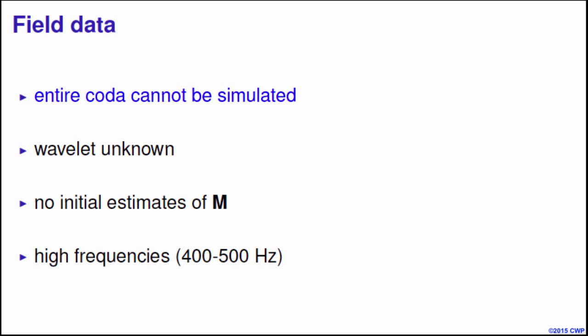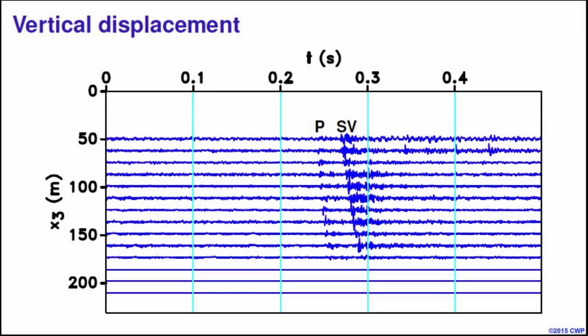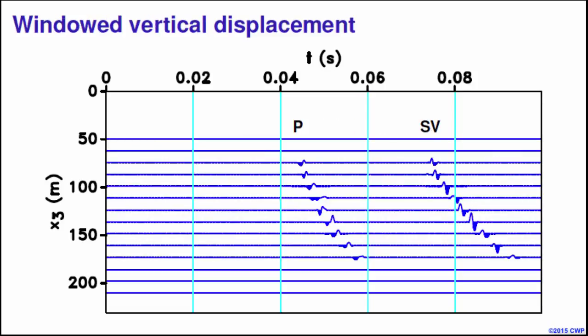So how did we deal with these problems? Well, first, with the issue that the entire coda cannot be simulated, what we do is window the original data that was recorded in the field, shown in this slide again. So we window the direct P and S waves, as you can see here. And we also shorten the length of the seismogram to make modeling less expensive and faster.